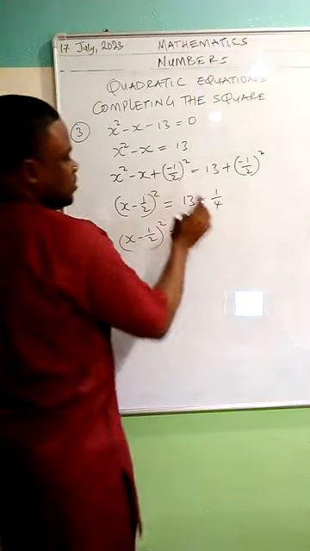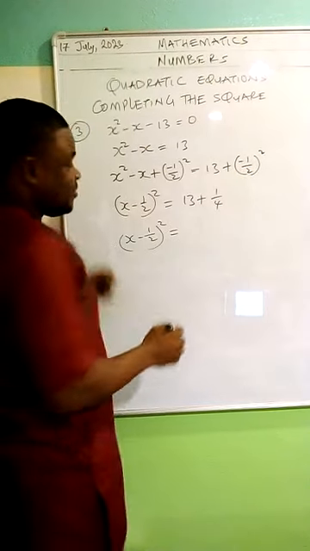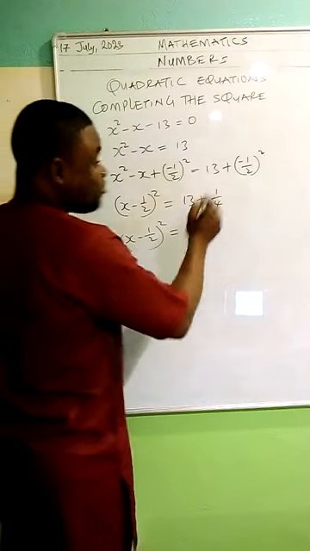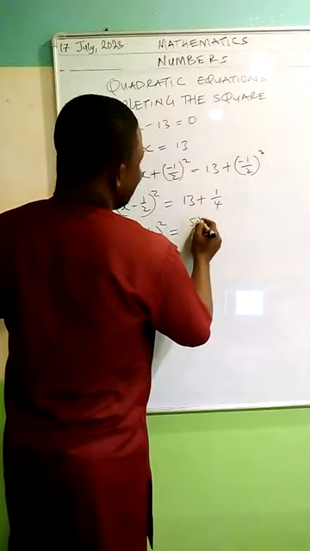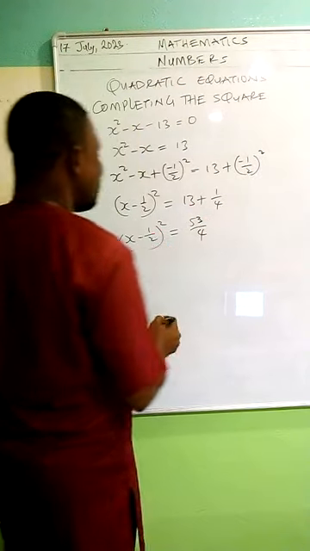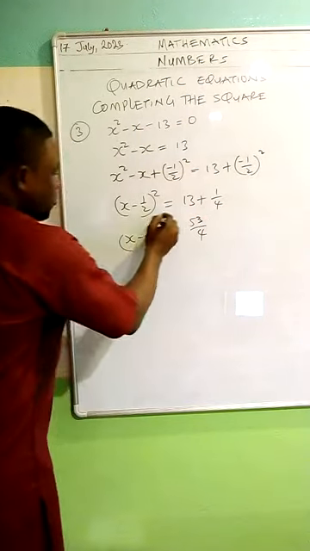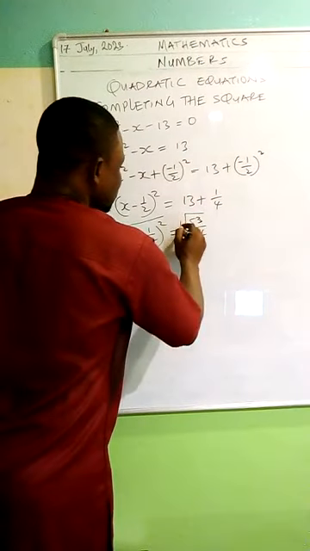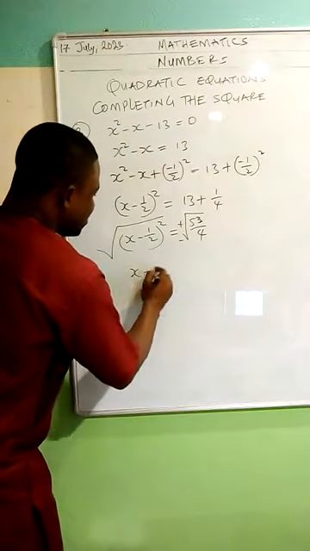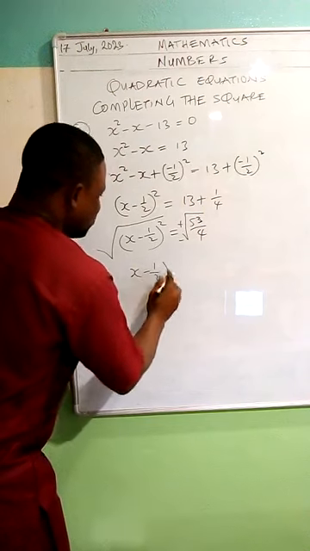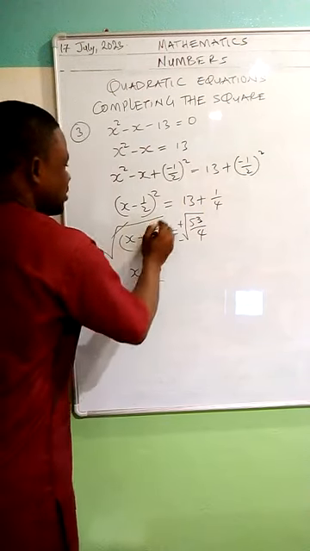4 times 13 is 52, sorry, plus 1 is 53. This is 53 over what number? 4. Alright? So if I take the square root of both sides, I end up getting what? X minus 1 over 2. Sorry, the square is gone. This will cancel this out.